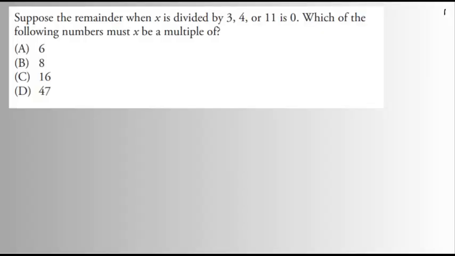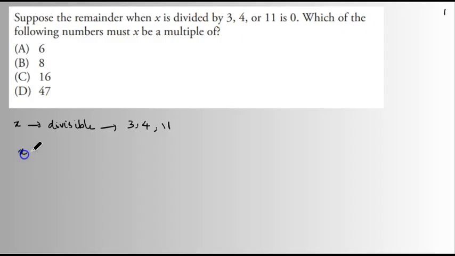So our first question is, suppose the remainder when x is divided by 3, 4 or 11 is 0. Which of the following numbers must x be a multiple of? So it's given that when you divide x by 3, 4 or 11, you're getting the remainder 0, which literally means that x can easily be divided by 3. X is divisible by 3, 4 and 11, which means x is a multiple of 3, 4 and 11 at the same time, right?